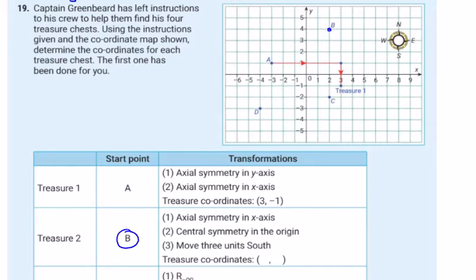Let's look at the second one. Start point B. Axial symmetry in the x-axis, so down 4 and through 4, so we're now here. Central symmetry in the origin, so I need to go through the origin now the same distance the other side, so out 2 and 4, so I'm going to end up here. That's central symmetry in the origin. I'm now here. Move 3 units south, so I'm now here, and the treasure coordinates are minus 2, 1.